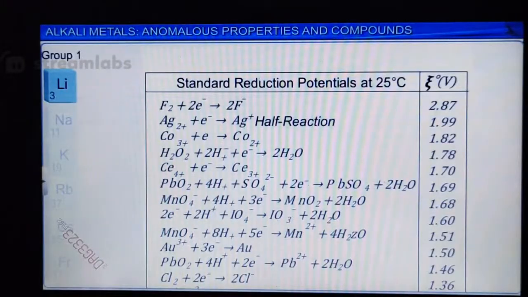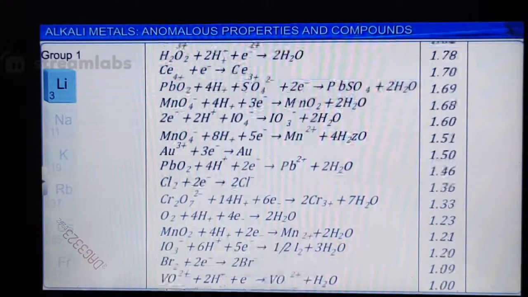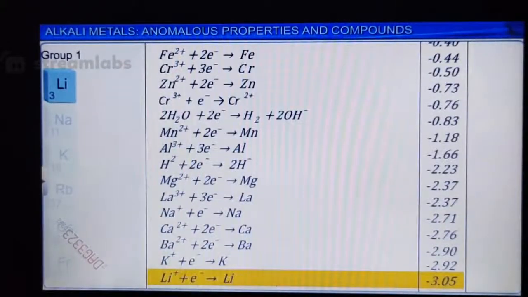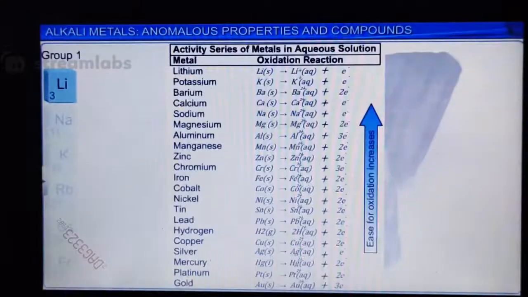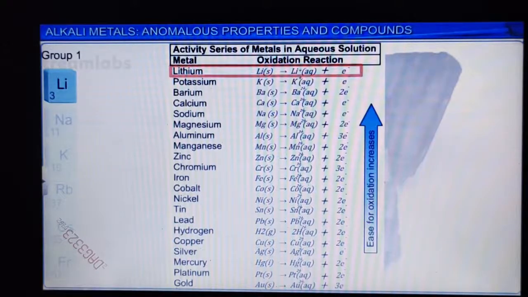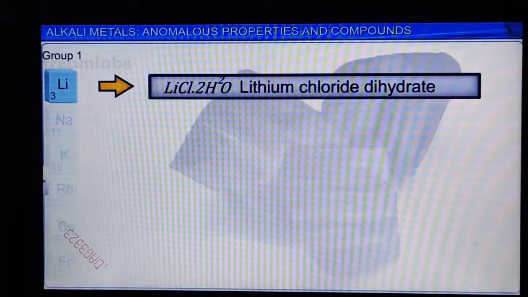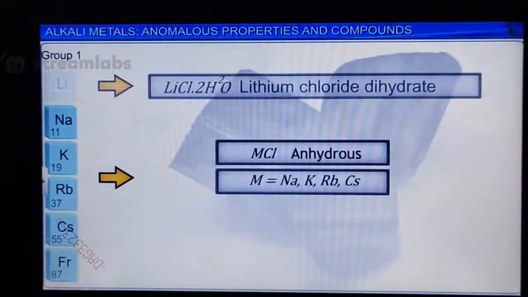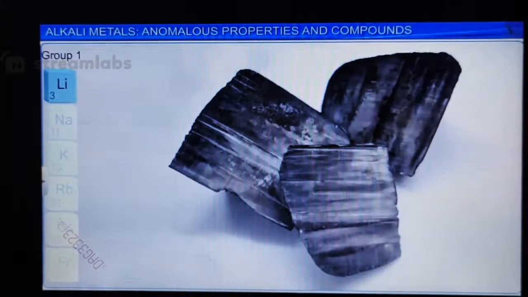Least reactive, of course, because of high IP. If we look at this table, it has a very poor, very less tendency to oxidize. So it is at the top of the activity series. Lithium chloride is the only chloride which forms a dihydrate. बाकी कोई भी compound, it does not associate itself with water. They are anhydrous. They are dry salts. Okay, the exception to the other alkali metals because of its size and high IP values.